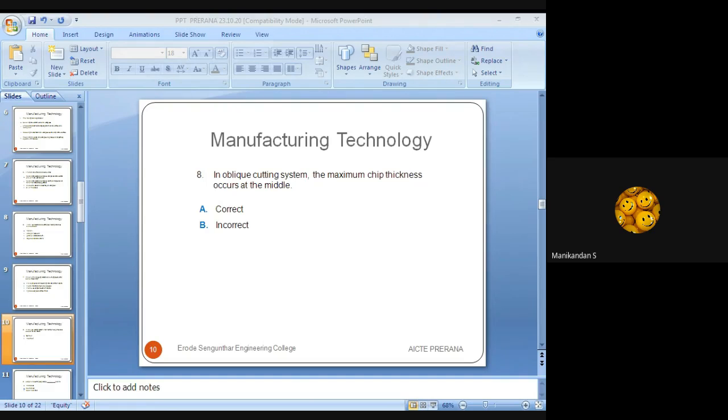Oblique cutting is a type of material cutting operation in which the cutting edge of the tool is straight and inclined to the direction of tool or work travel. This helps chips to flow easily. So it is an incorrect statement. Note it down.